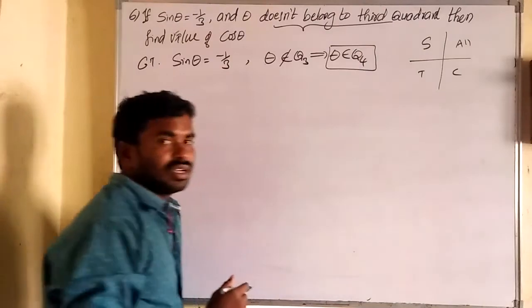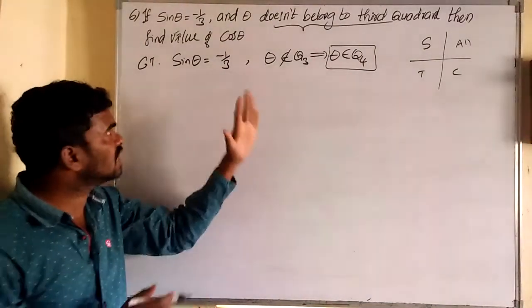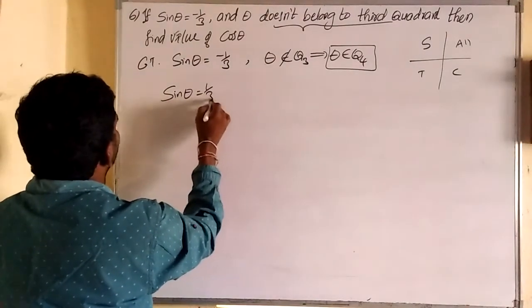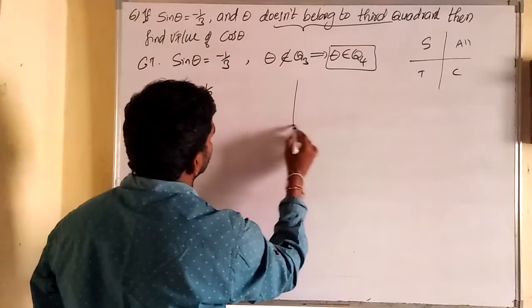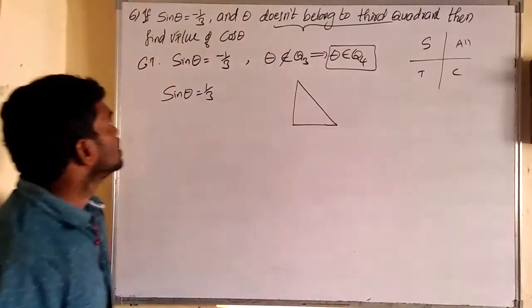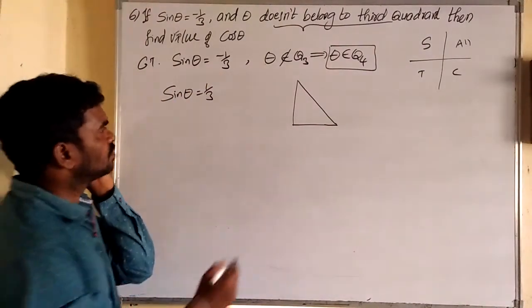Now, why is it used? Finally we use that one. I am taking sin theta equals 1 by 3. Sir, minus 1 by 3 is given, why are we writing 1 by 3? This plus or minus I will give in the last step.